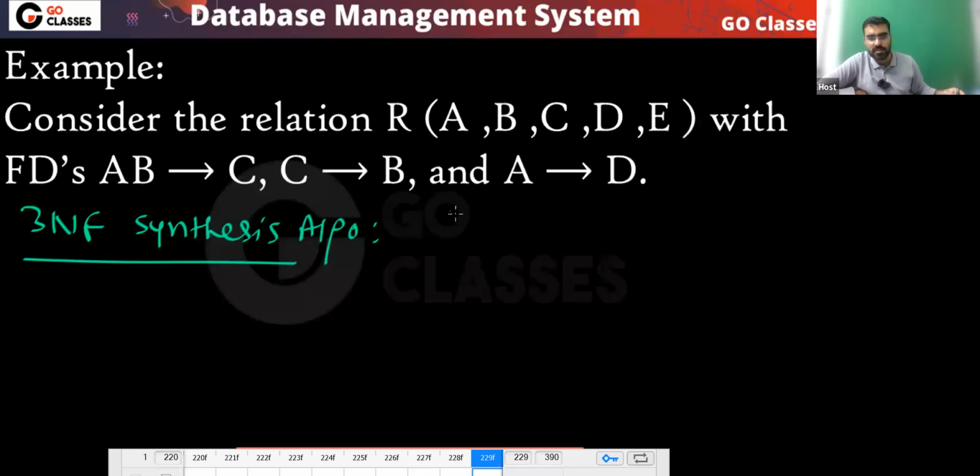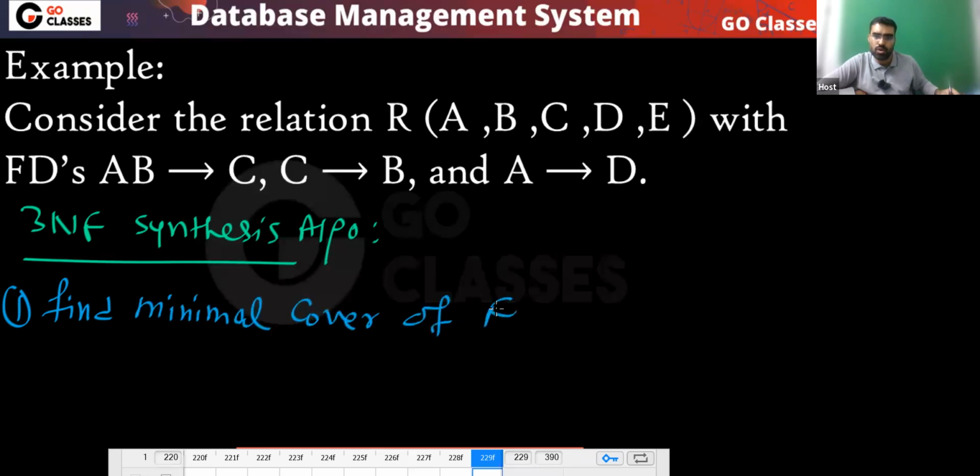So what will you get? First of all, you find the minimal cover. What is step one? Find the minimal cover. This is your step one. Don't forget about this step. You find the minimal cover of the FDs.